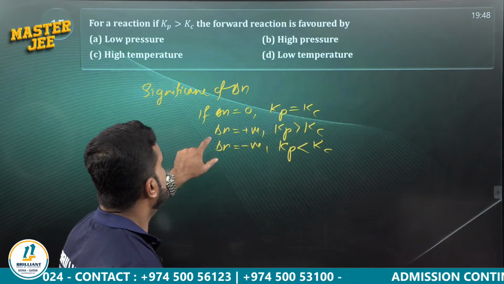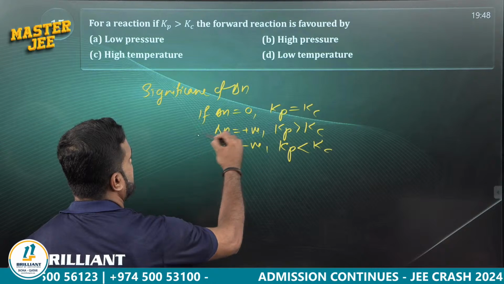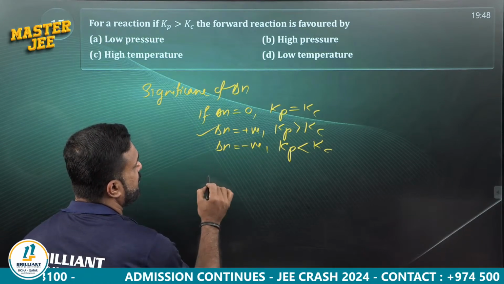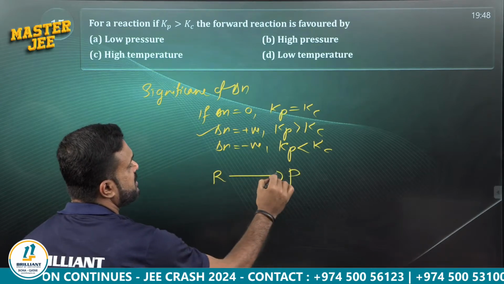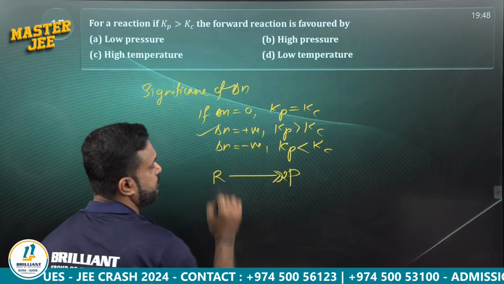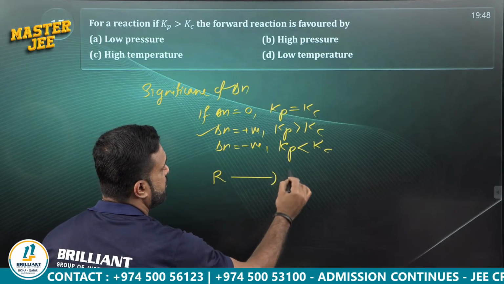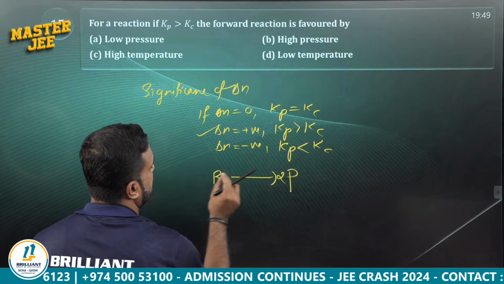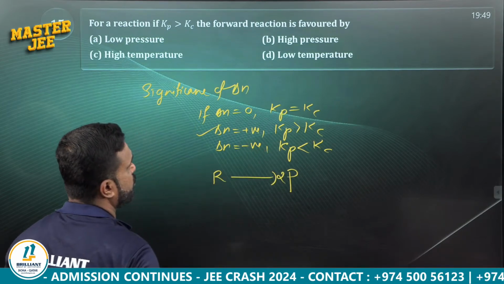Here they gave the relation Kp greater than Kc, which represents delta n equal to positive. Delta n positive means we have reactants, R gives products, so the coefficient on the product side will be more. We can write R gives 2P, which means products minus reactants, higher value minus lower value, so it will be positive.